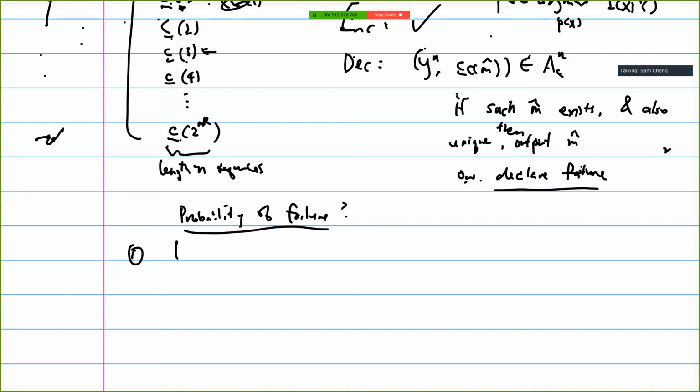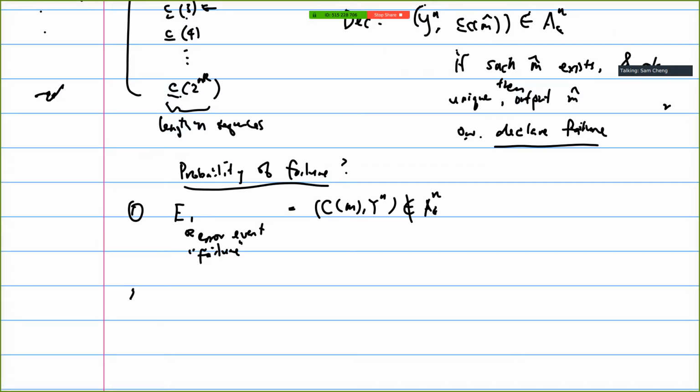So first one, the error event is basically, maybe I write error event, or you can say failure event. So failure happens if CM and YN are not jointly typical, right? Because we want to decode back M here, if it turns out this is actually not jointly typical, then it will be an error, right?